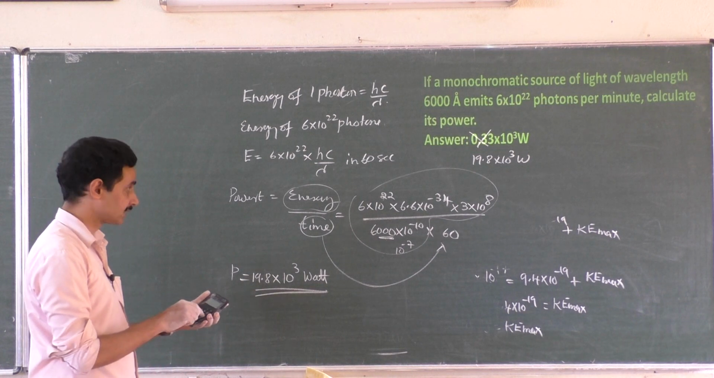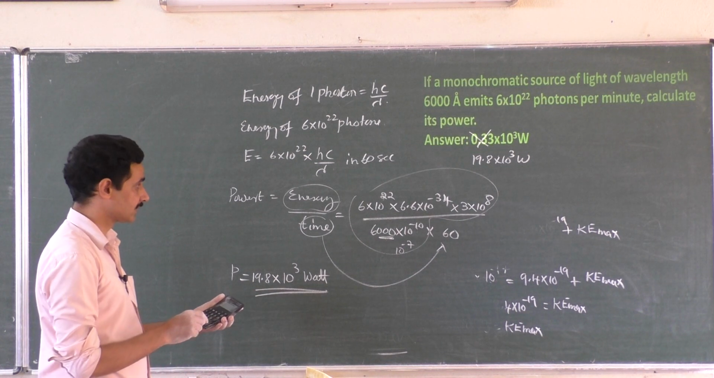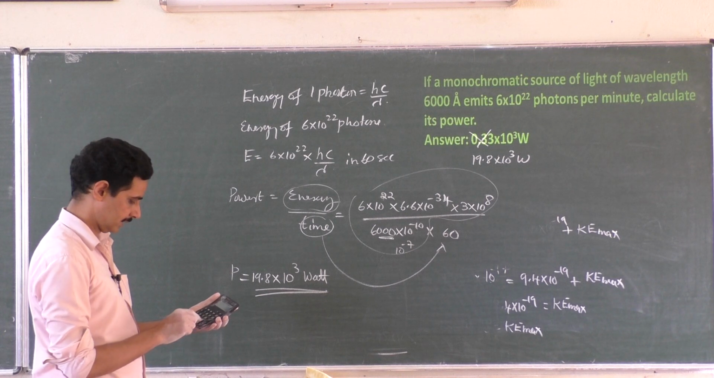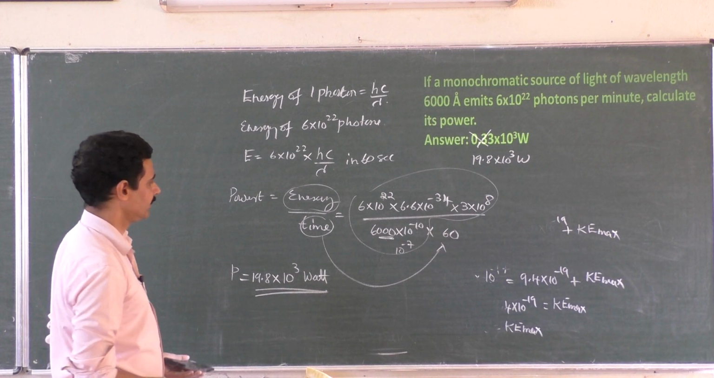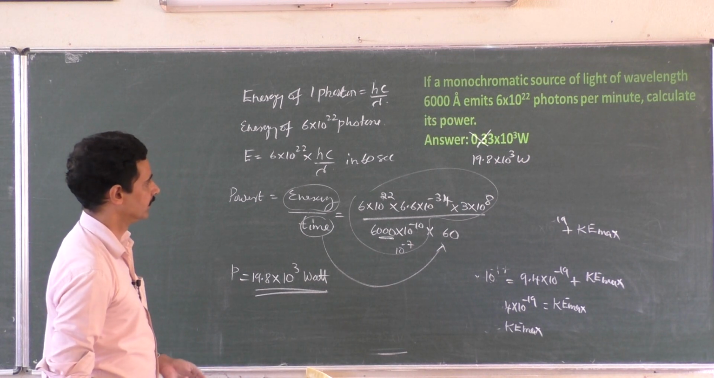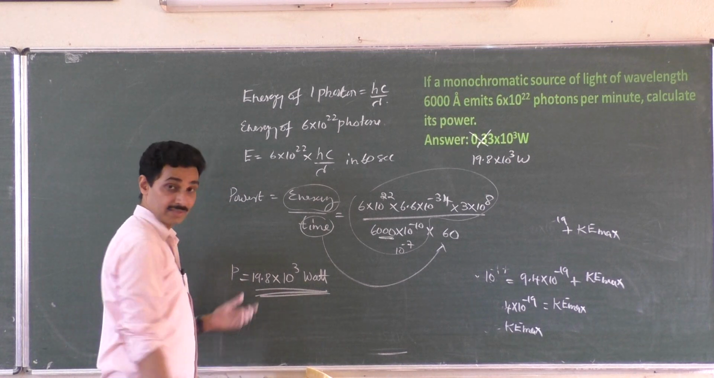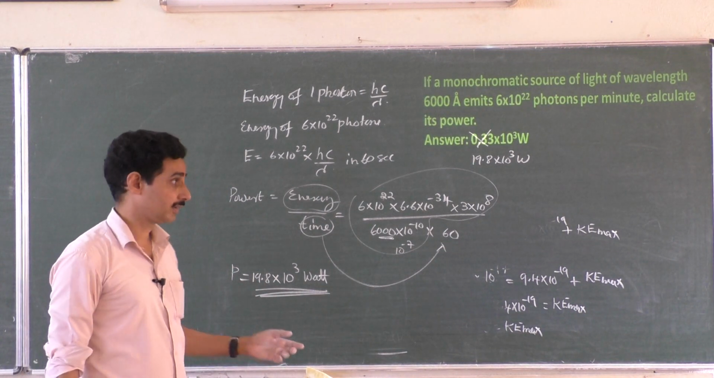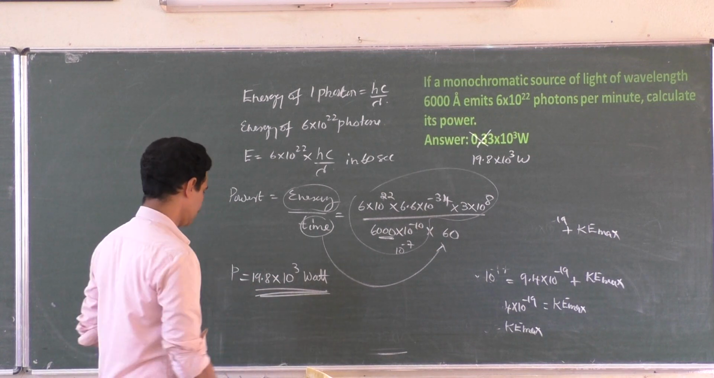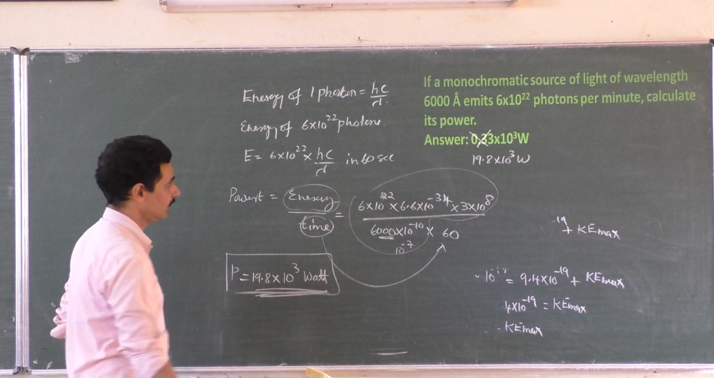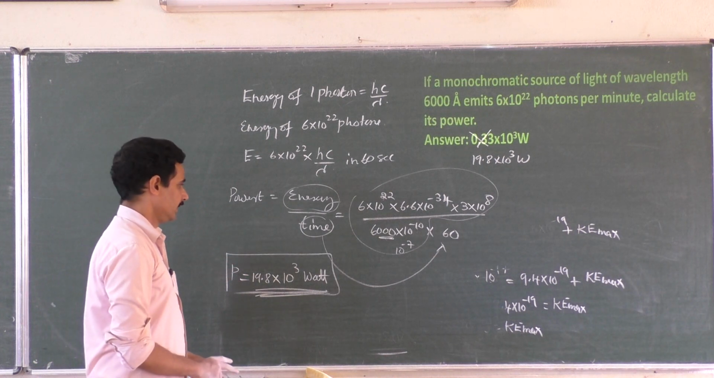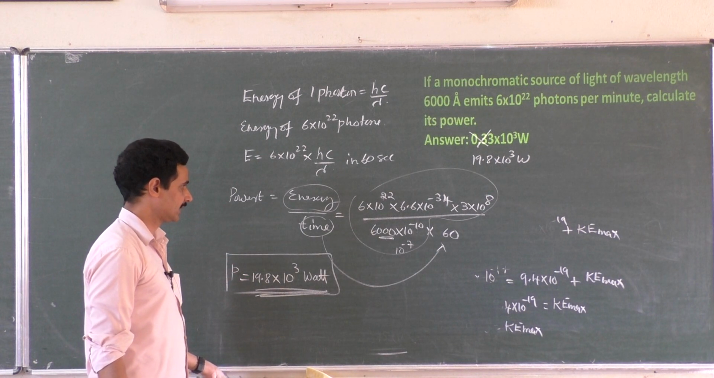Again, I'll check it. 6 into 6.6 into 3 divided by 6, 19.8 into 10 to the power 3 watt. May be wrong in the answer. See, check it, and if there is anything wrong in the answer, please give me a WhatsApp message whether it is correct or not, right? Then we will correct it in the later classes. Hope I have done it correctly, no problem. Okay, so power is energy by time.